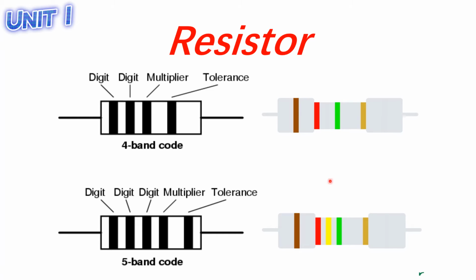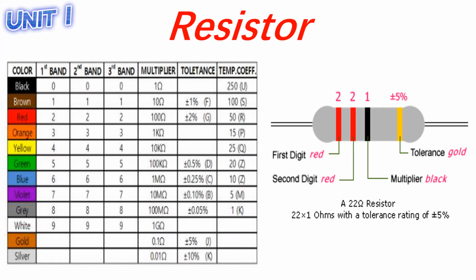So here's another example of your 5-band code. So what I've told you, the last 2 lines are still the same. The last line is your tolerance, and the second to the last line is your multiplier. Looking at this diagram, you can find this table in your book, so no need to copy.